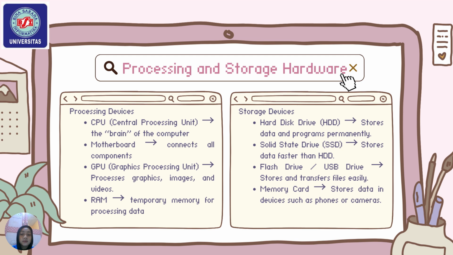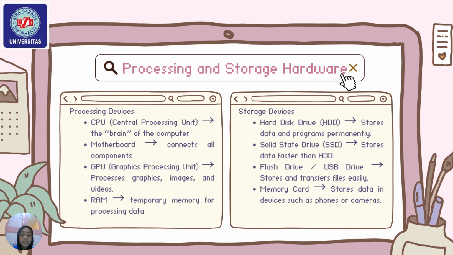So the second is motherboard. The function is to connect and allow communication between all computer components. So the third is GPU, Graphic Processing Unit. The function is to process graphics, images, and video. The last is RAM or random access memory. The function is to store temporary data while programs are running.